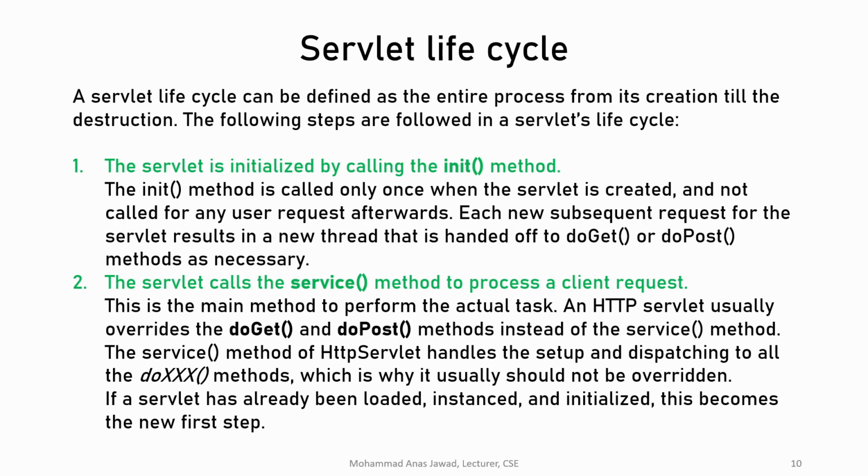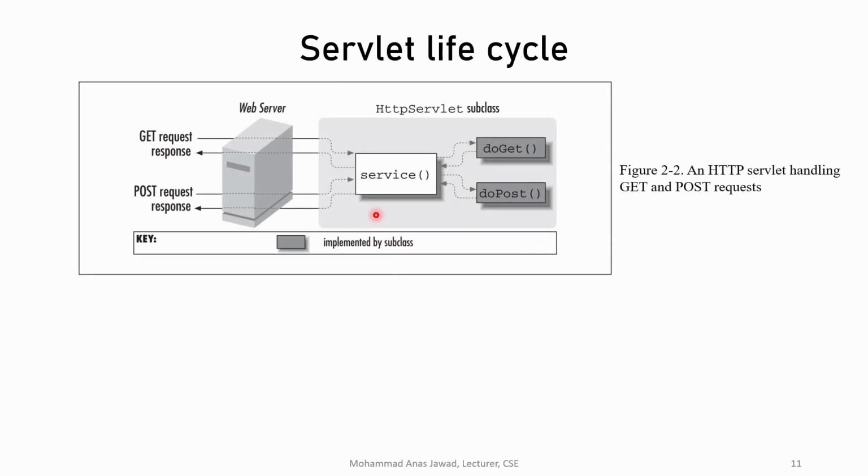Okay, next let's move on to a diagrammatic view to show how this works. So yeah, in this diagram, you can see that we have our web server here and it is receiving some requests, right? This request has been dispatched to the service method, and the service method, after determining what kind of request or what method of request it is, calls the doGet or the doPost method. So what you need to remember is, as the developer, you only need to override these doGet and doPost methods and write your business logic inside these two methods. Okay?